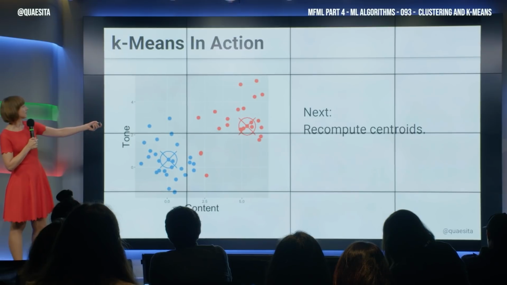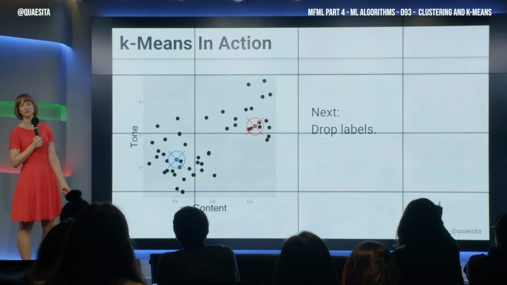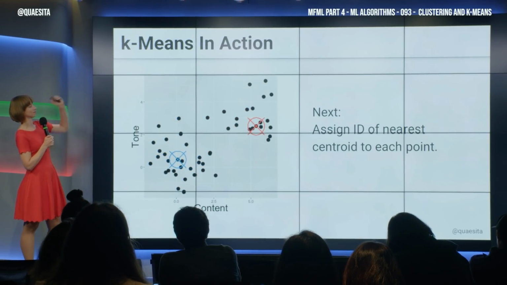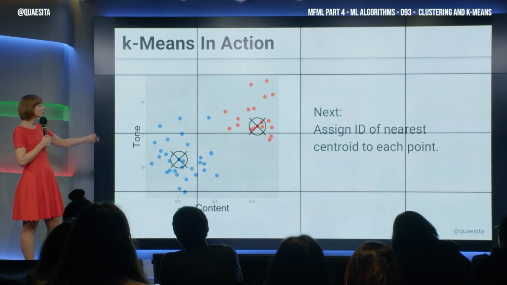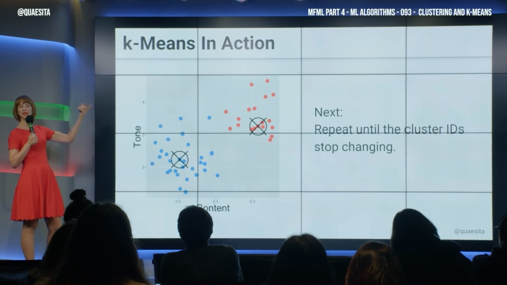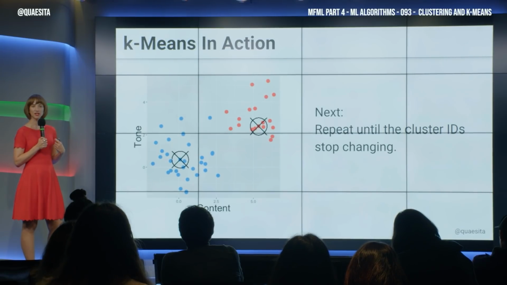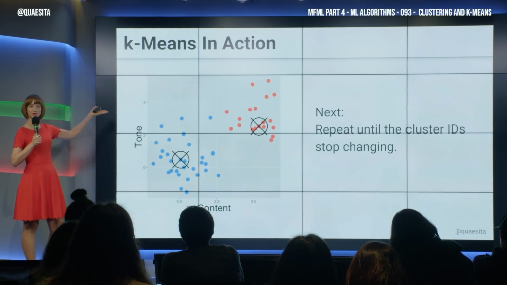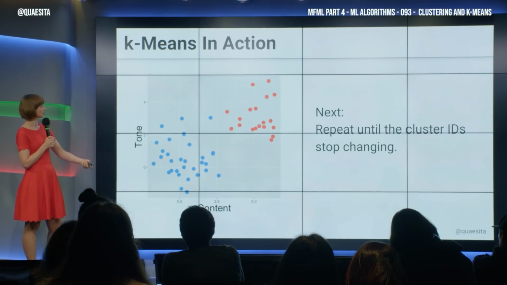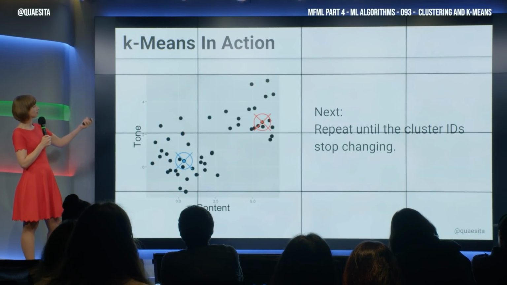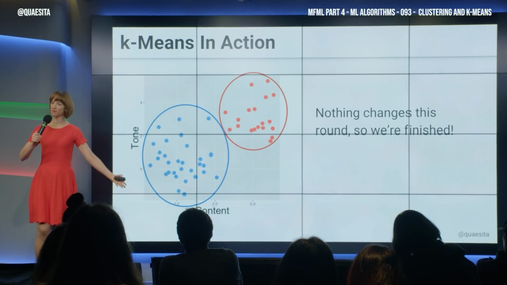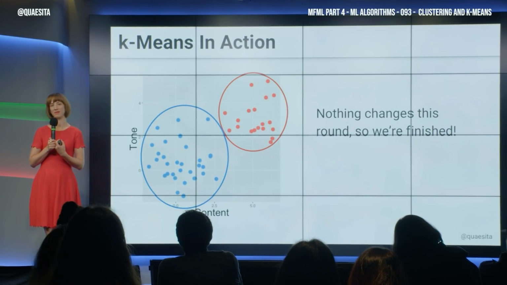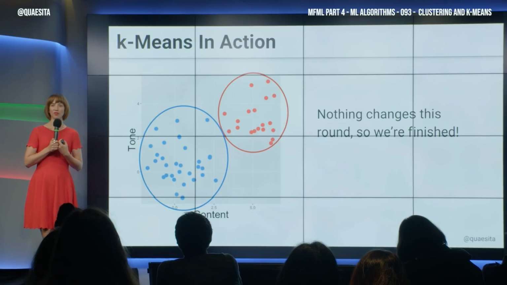And again, we forget the labels. And again, we do the same thing: ID of the nearest centroid. And then we go round and round doing the same thing until the clusters stop changing. Spoiler alert, there will be no further changes. This is the last solution. So round and round, nothing changes. These are our clusters. Job done. So that is k-means.